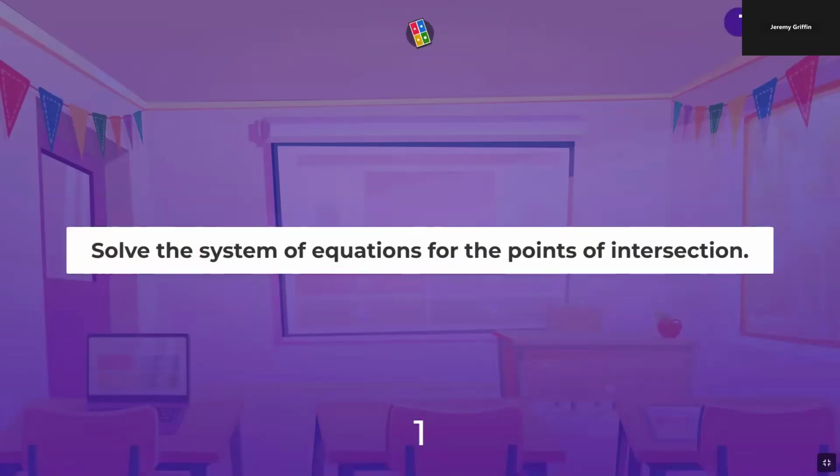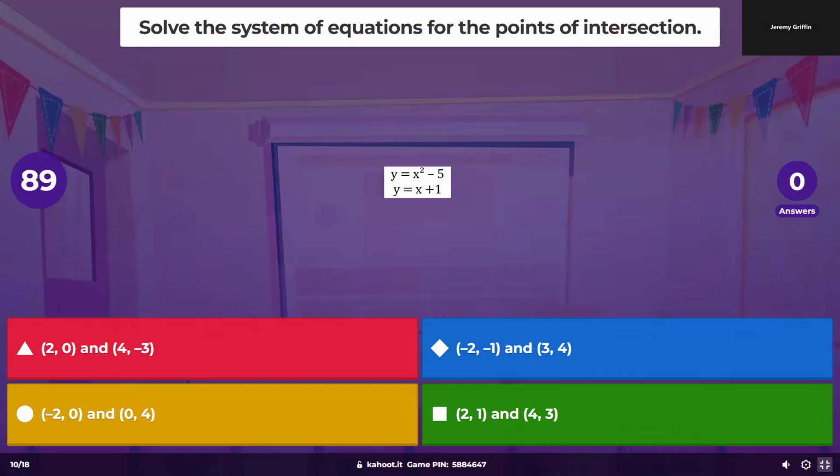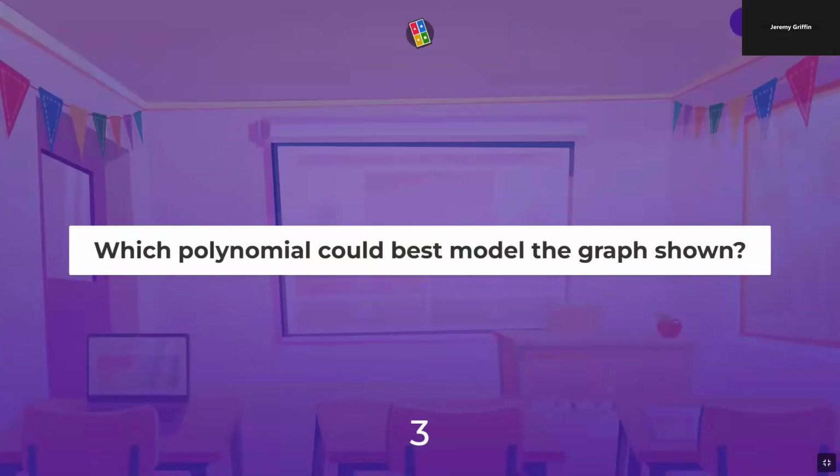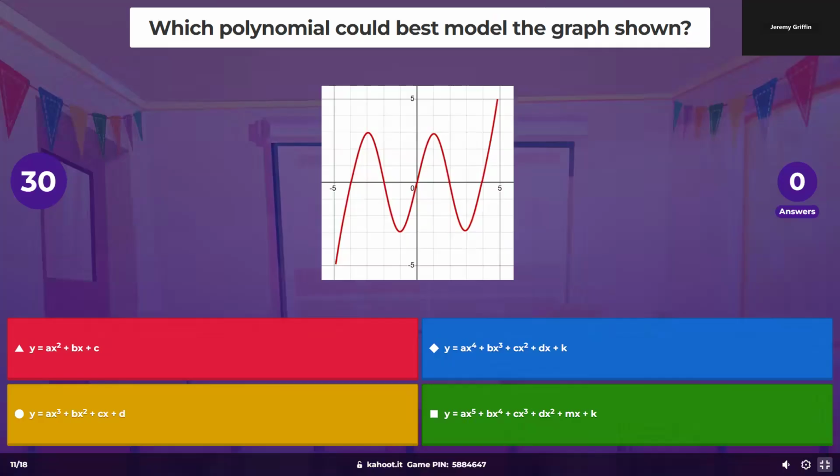Solve system of equations for points of intersection. I'm gonna close down these last few a little faster. All right, so for the bell here. All right, which polynomial could best model the graph shown?